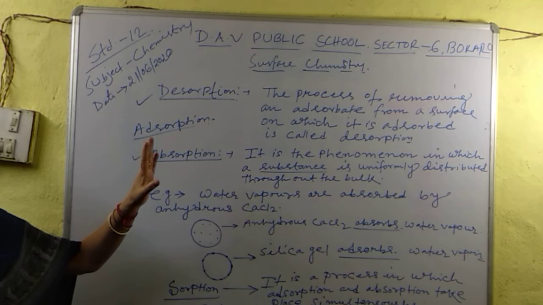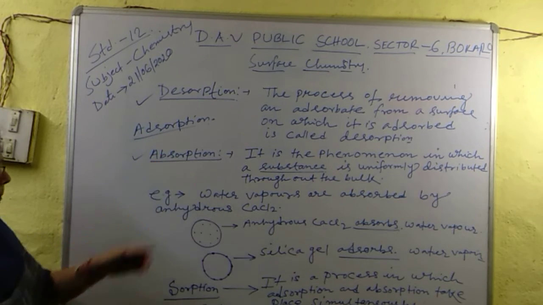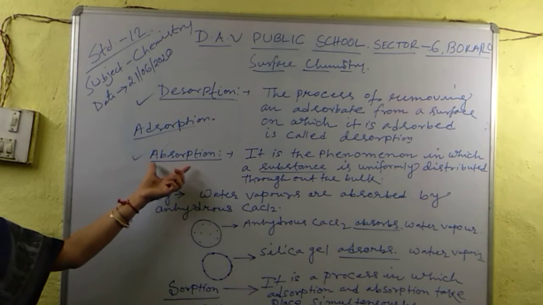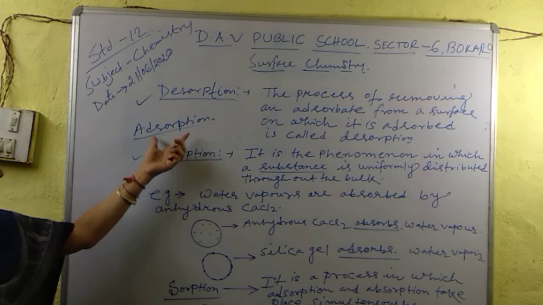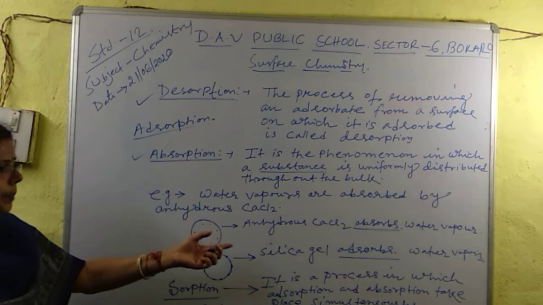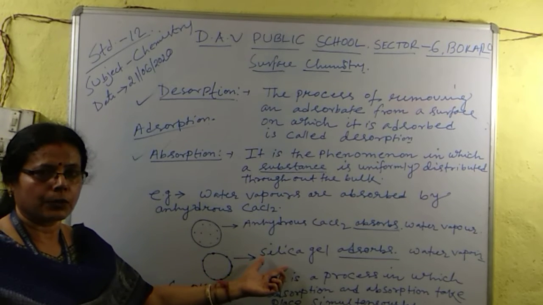So first point you have to write: absorption, B for bulk. Absorption is the bulk phenomenon. But adsorption is the surface phenomenon. Adsorption is the surface phenomenon. So this is a very important point. Now give an example of absorption and an example of adsorption.